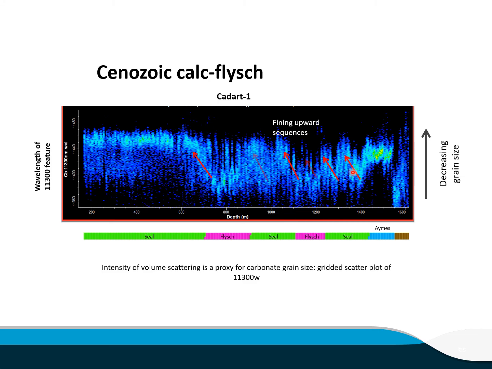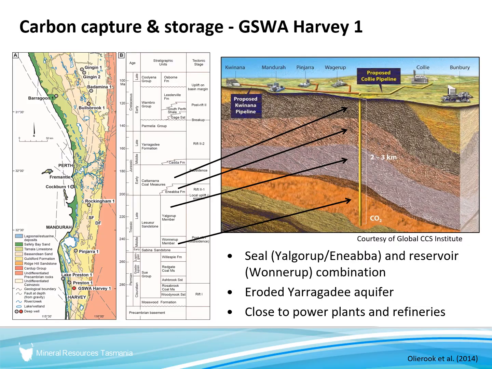This is one of those features, the 1100 wavelength. And we can see gradations. These are going to be finding upward sequences in the fish. These are, you know, a shortcut to mapping these things without meticulous logging.